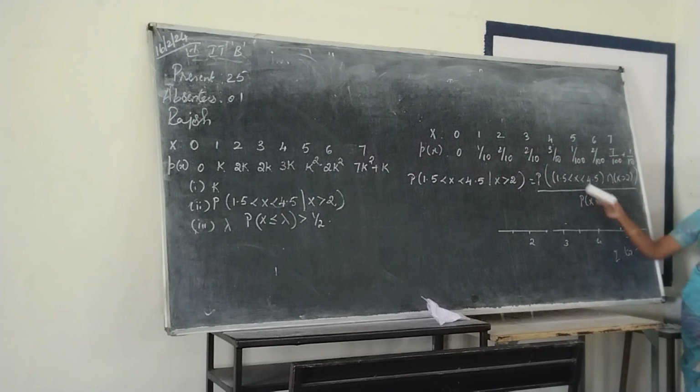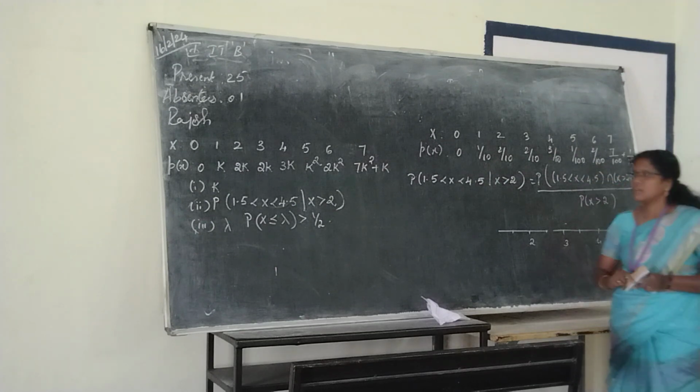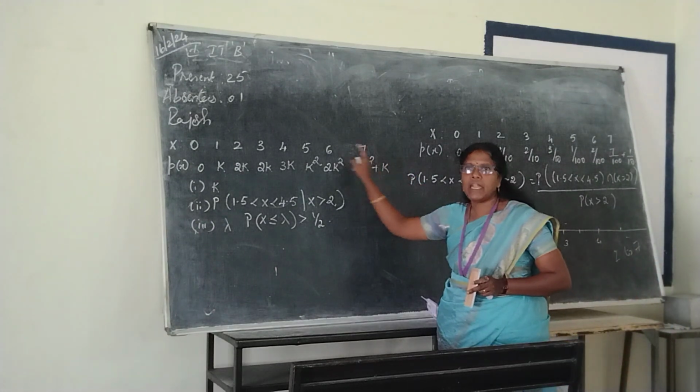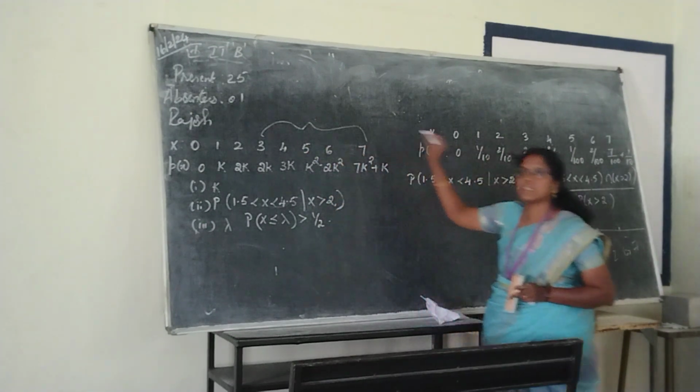Can you understand this one first? From 1.5 to 4.5, how many values are there? 3 values. What is the condition given here? Greater than 2. Don't mix with the original question. So what are the positive values for x? Greater than 2 is only positive values: 3, 4, 5, 6, 7.